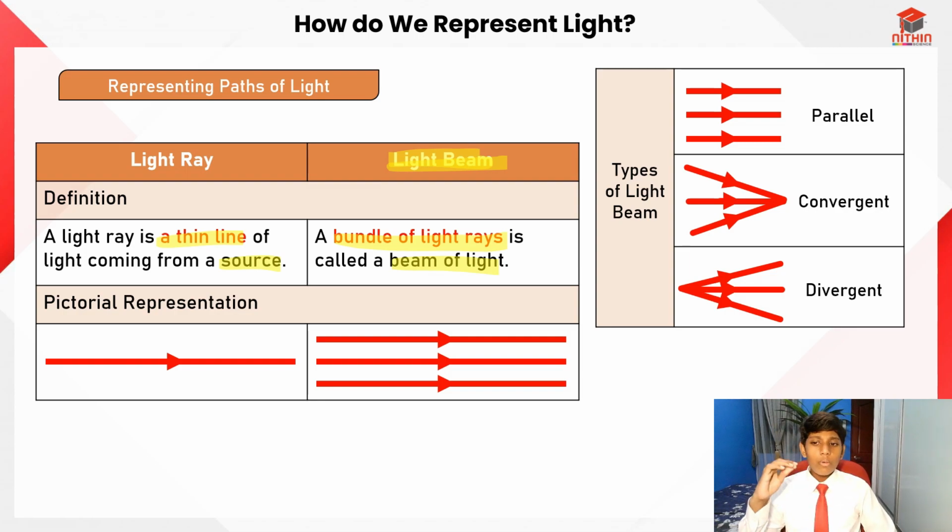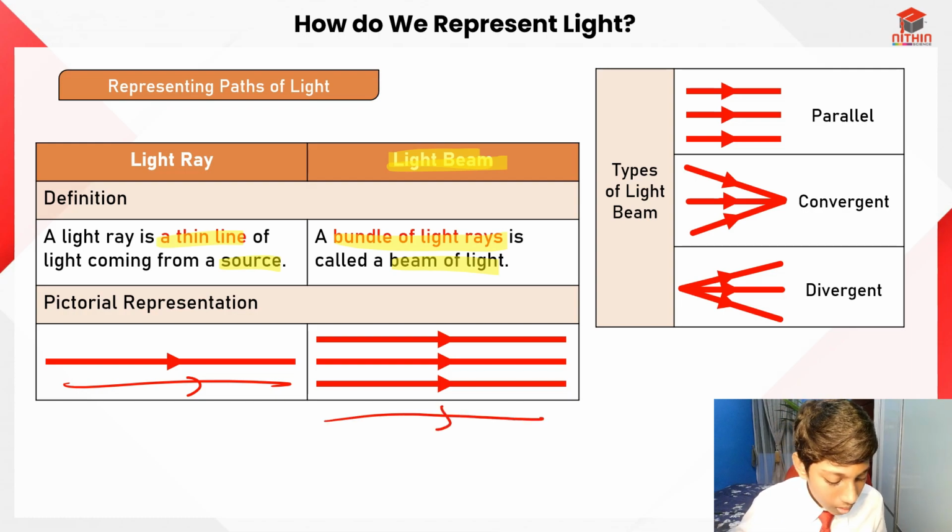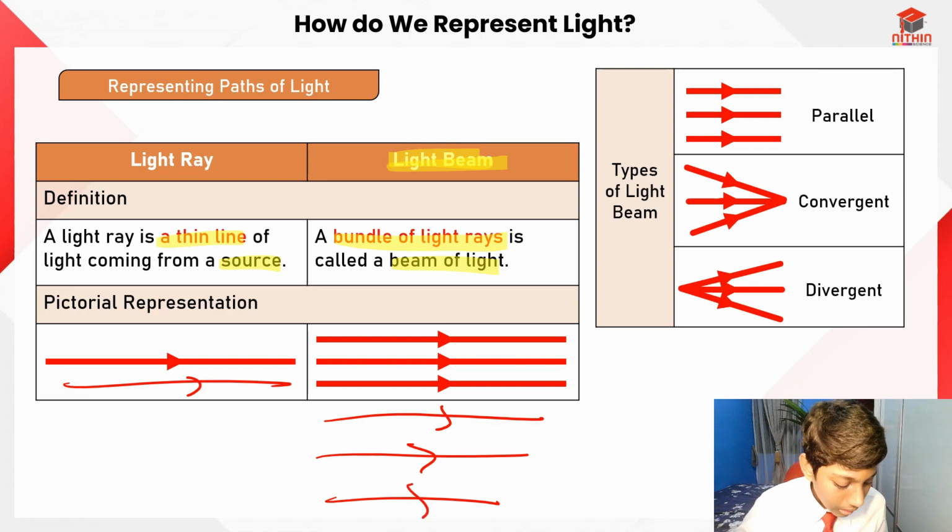So a light ray is basically just one single line of light. It's just a line with an arrow, while a light beam has many light rays, two or more light rays together. So there's one line here, another line here, another line here. So this is basically a light beam. There are many light rays together, so we call that a light beam.